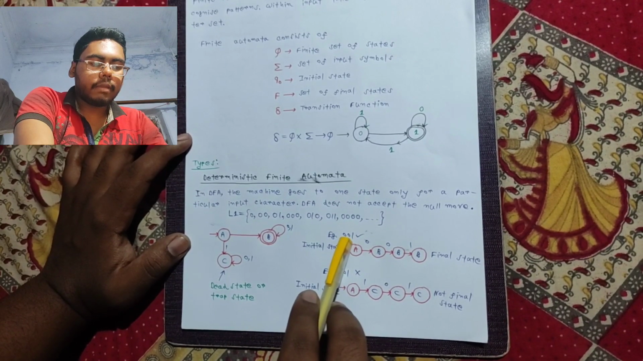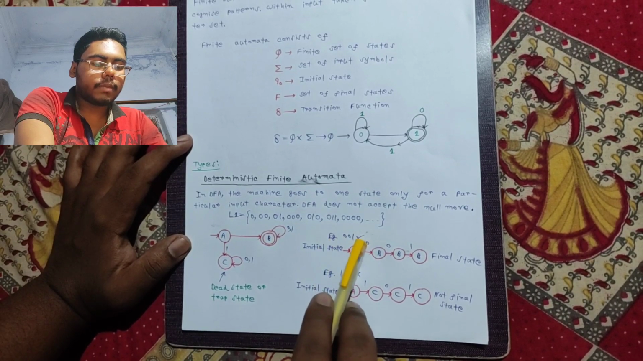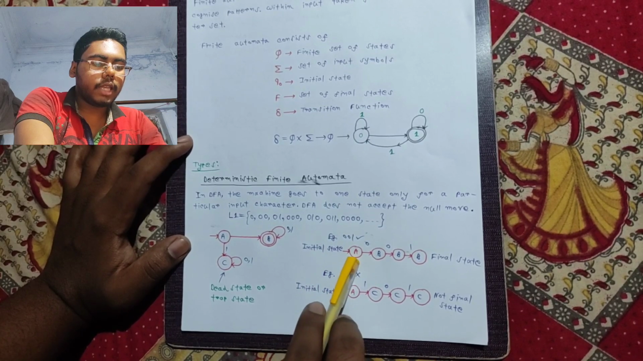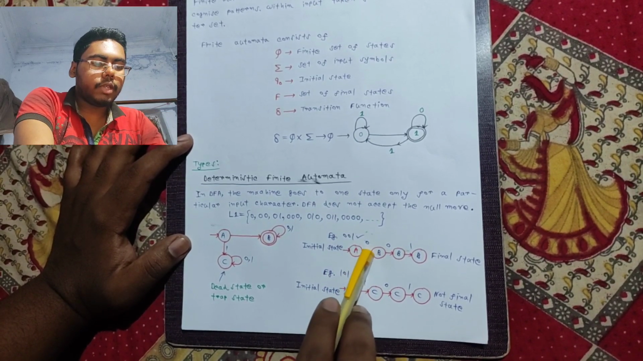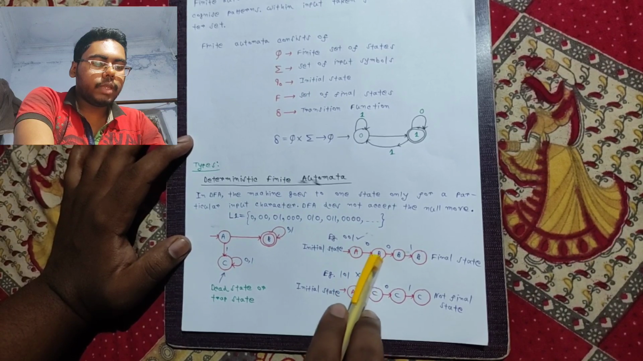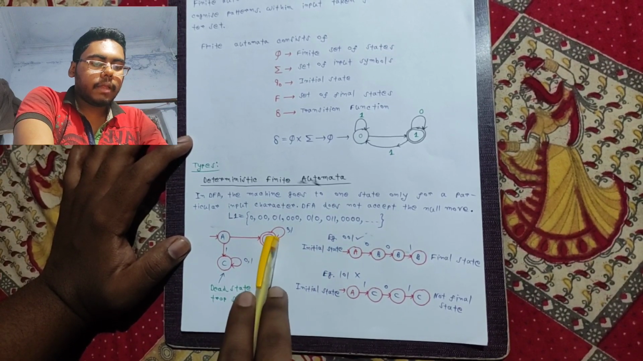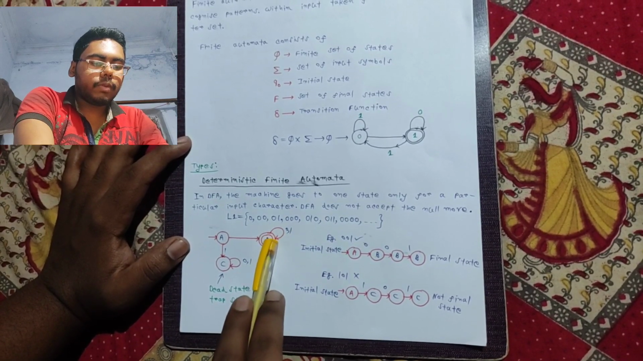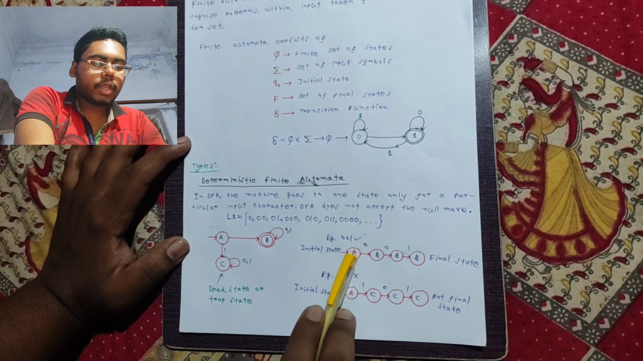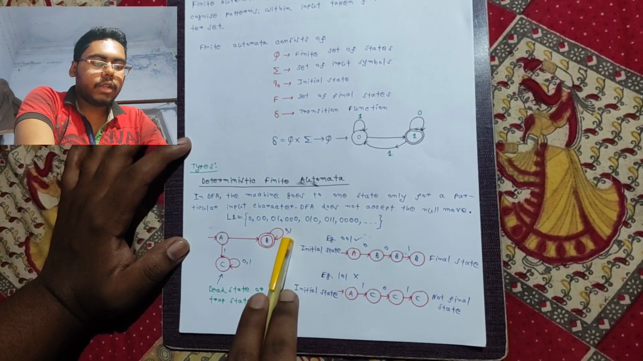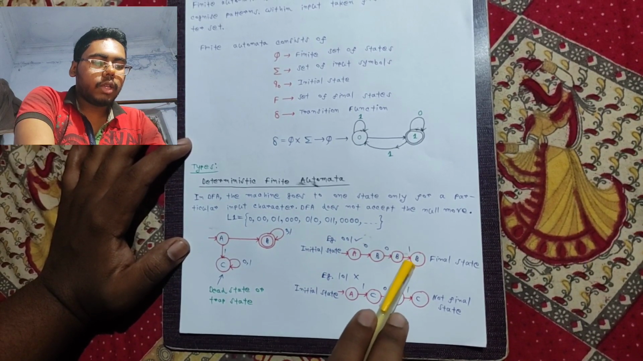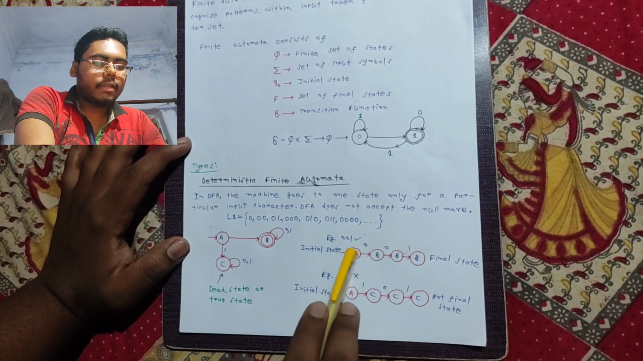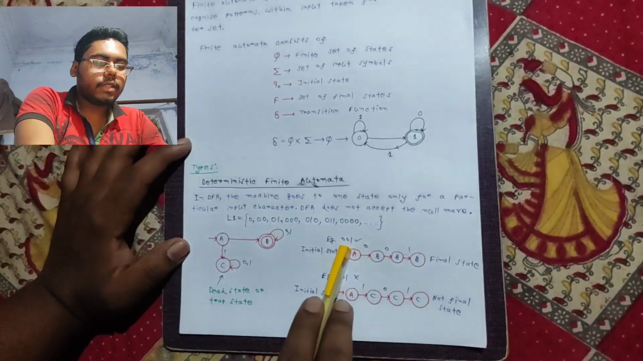Let us know it with another example, like here 0 0 1. The initial state is A, so from A, if we give 0, then we go to B. Then again 0, and if we give 0 in B, it creates a self loop, so it remains in B. And now if we give 1, it again remains in B, which is the final state. So as we reach the final state, this string is accepted.